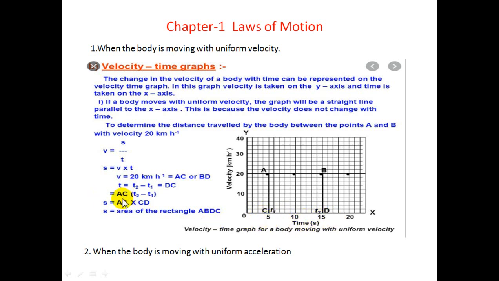So when we go to the formula V into T, what is V? V is AC, or you can also take BD. AC into T2 minus T1, or you can say AC into CD. And we know the value of t2 minus t1 is 15 minus 5, that is 10. And the value of V is 20. It means 20 into 10, when we multiply this, we will get the exact displacement. The same formula is given in your book also.